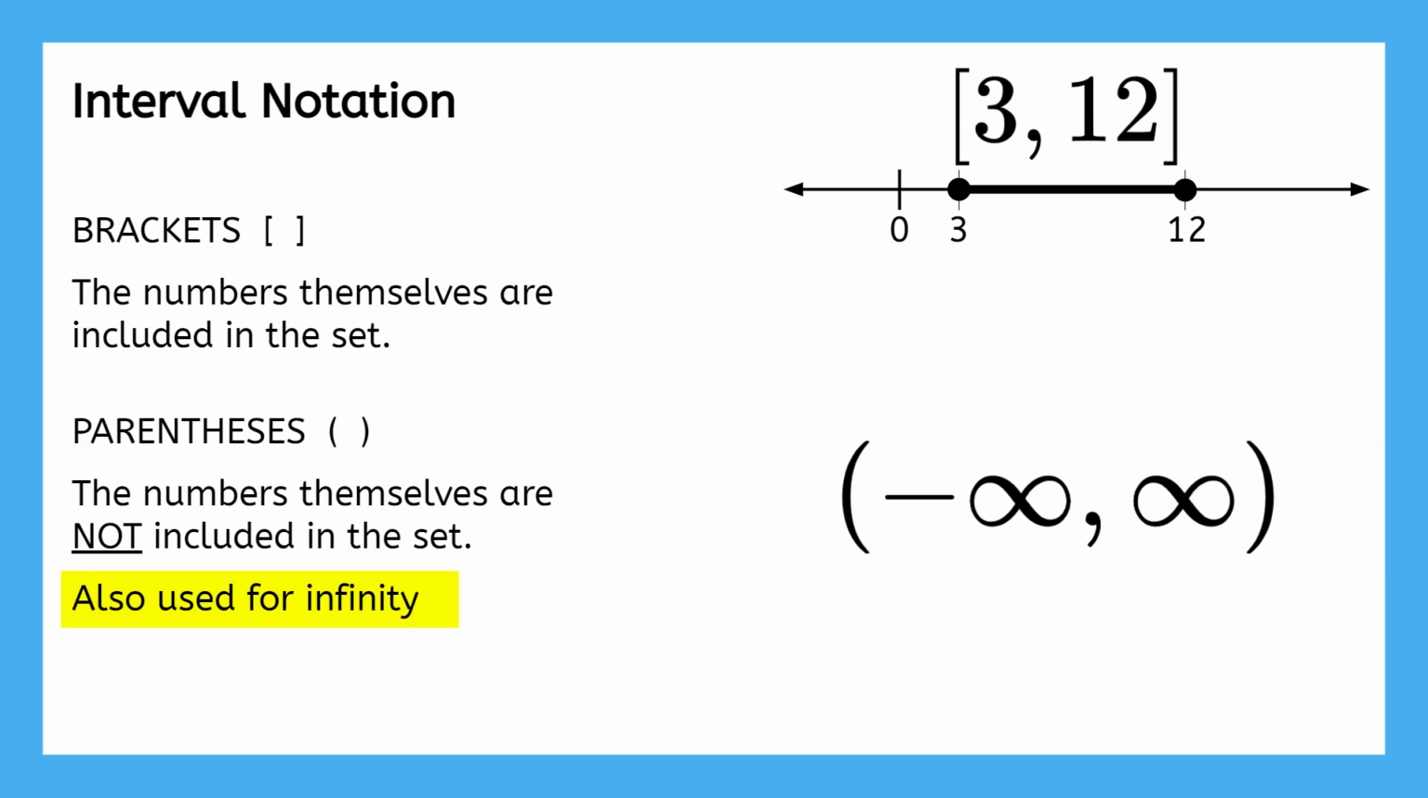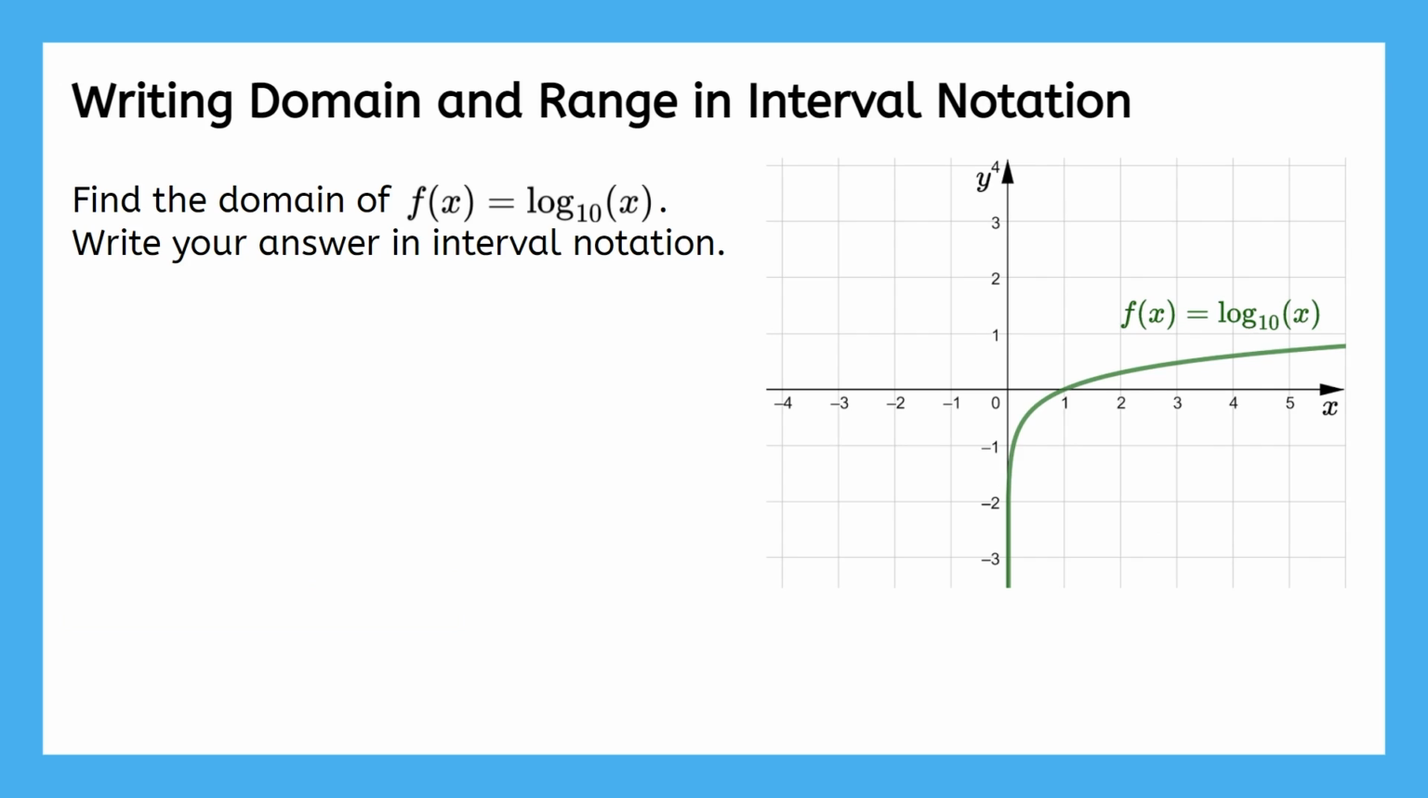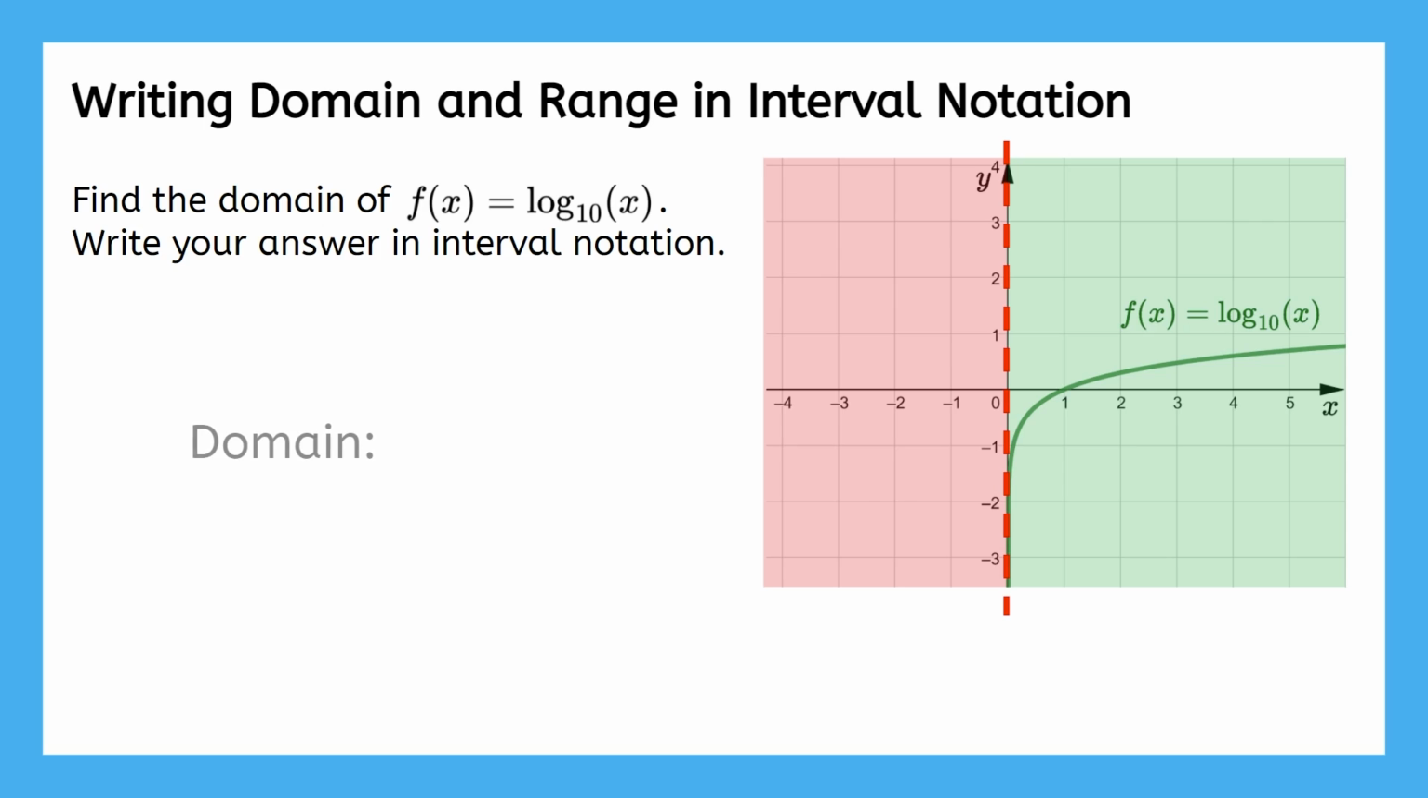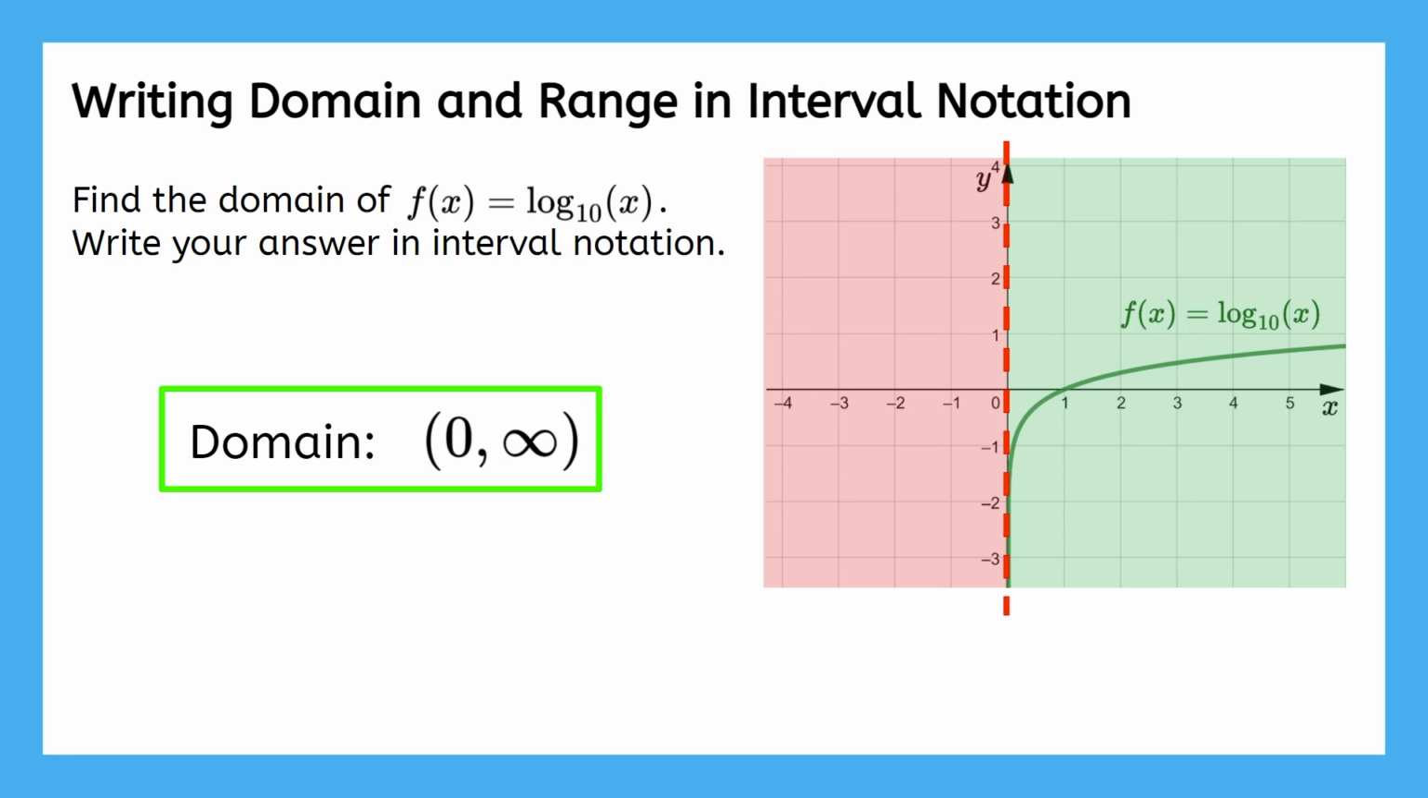Let's find the domain of log base 10 of x, and we'll write our answer in interval notation. Remember, you can't take the log of a negative number or 0. That's why this graph has a vertical asymptote at 0 and does not appear on the left side of the coordinate plane at all. However, it does stretch infinitely far to the right. That means the domain is from 0 to infinity, not including 0. So we use soft parentheses on the 0 end. And we always use soft parentheses for infinity. So this is our answer in interval notation.